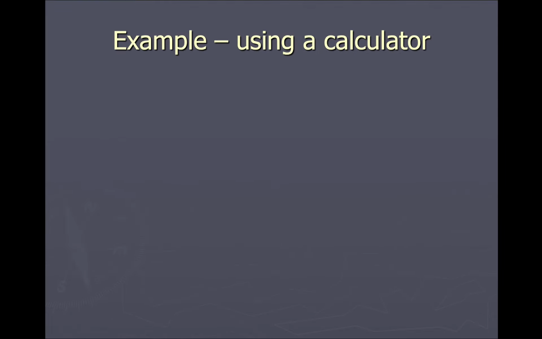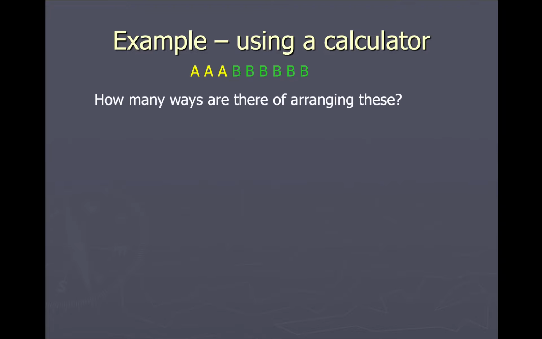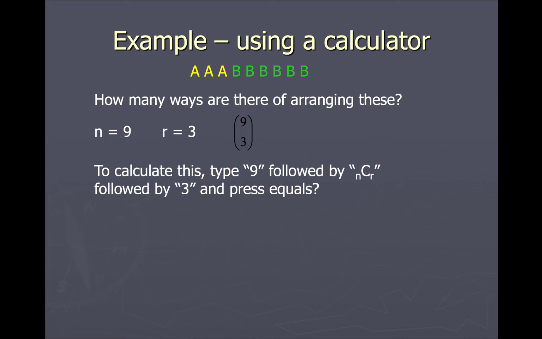You can also use a calculator. So going back to the example of 3 A's and 6 B's, n is 9, r is 3. So we want to work out 9 choose 3. To calculate this, type 9 followed by the symbol nCr followed by 3 and press equals.